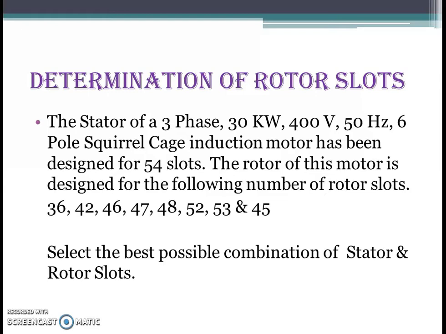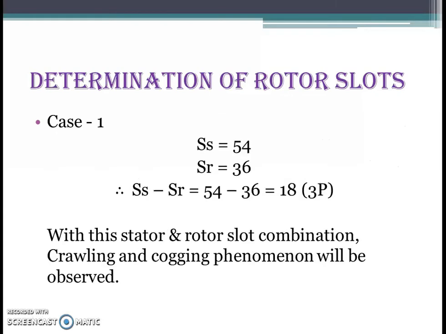So now certain combinations are given and we have been assigned the task to select the best possible combination. So let us test all the cases one by one. For example, case number 1, stator slots 54 and rotor slots 36. So the difference of stator and rotor slots, that is 54 minus 36, that is 18.